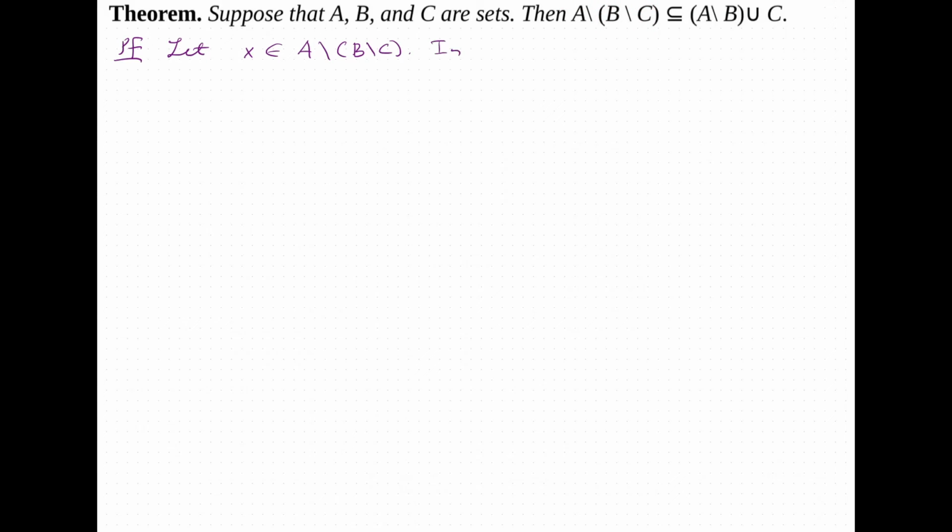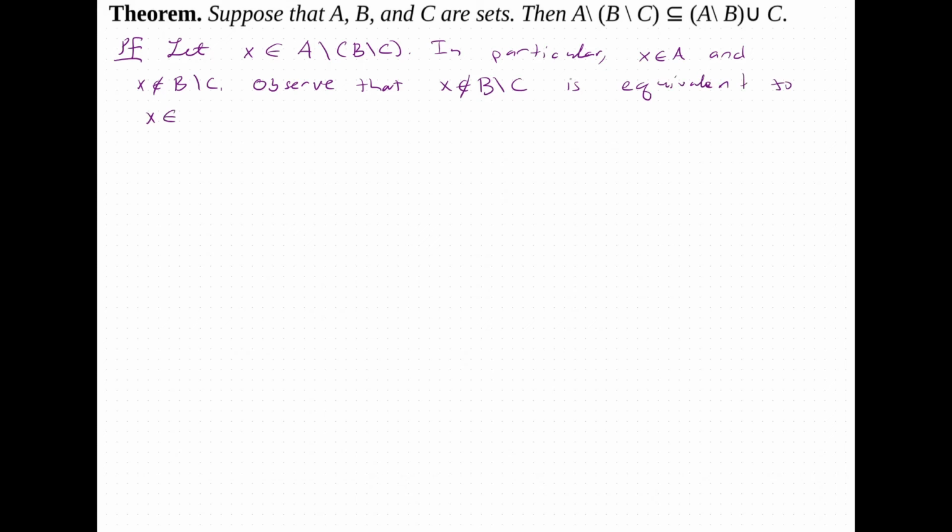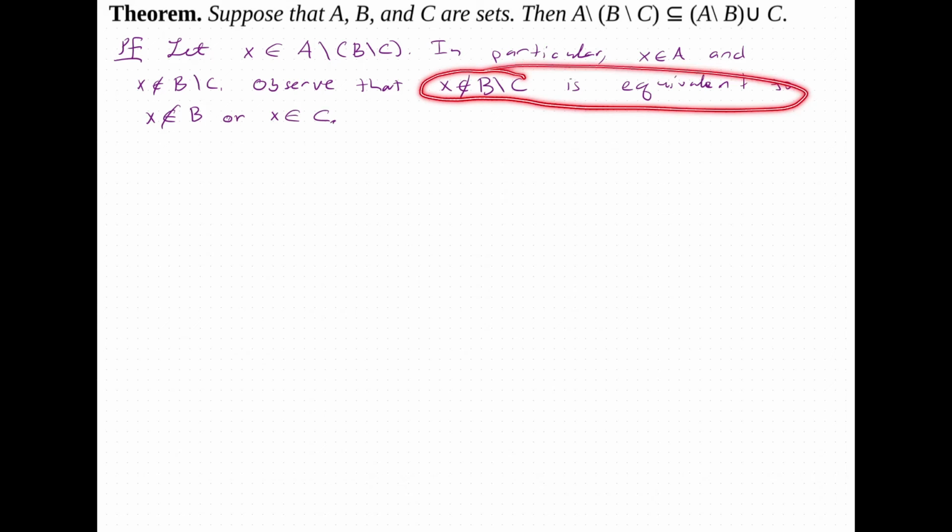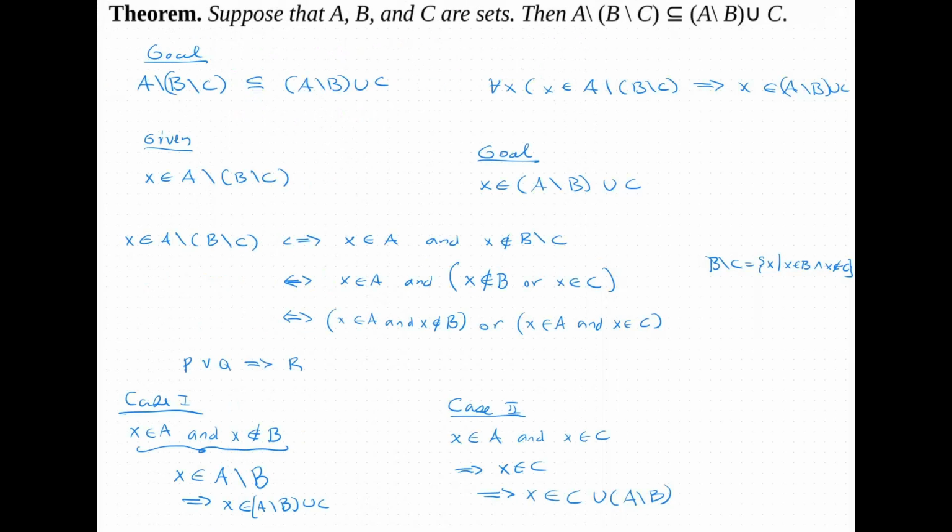So in particular, we have that x is in A and x is not in B minus C. Now observe that x is not in B minus C is equivalent to x is not in B or x is in C. And so now one thing here about the write-up is that I am saying this part over here, that x is not in B minus C, that it is equivalent, which we did in the scratch work.